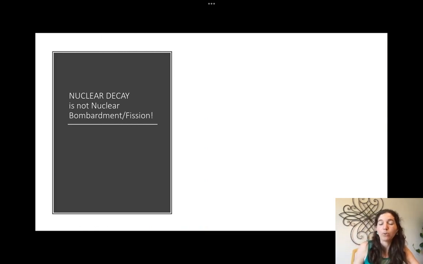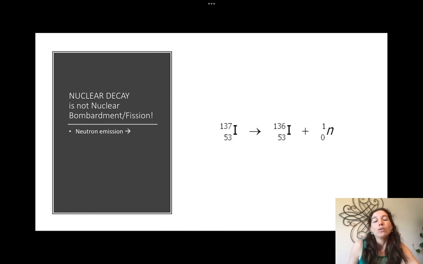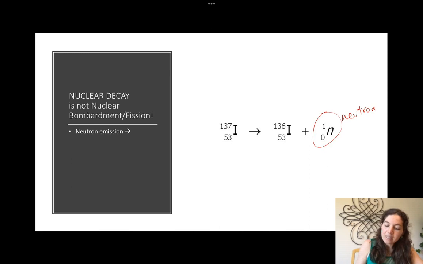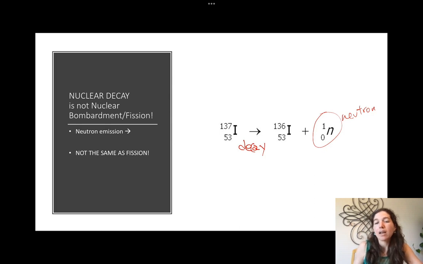So something that I hope you learned from this is that nuclear decay is not the same thing as nuclear fission or nuclear bombardment. So you can have, with nuclear decay, natural emission of neutrons. This is, again, a neutron. But this is a decay process. The reason it's a decay process is because it's not initiated by anything.